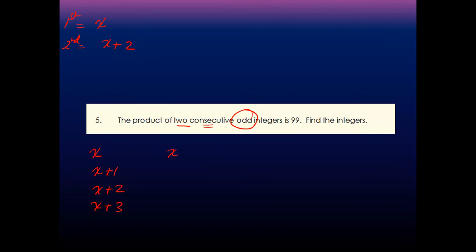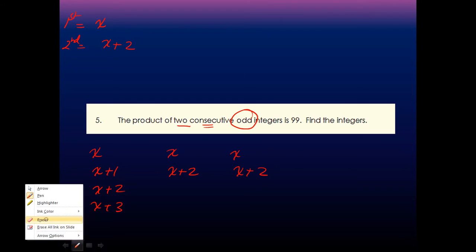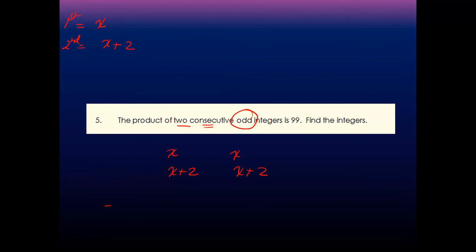If x is an integer, the next odd integer is this. If x is an integer, the next even integer is x plus 2, like that. We have done that before, so I hope that that's reasonably familiar. So if we have two consecutive odd integers like this, okay? The product of two consecutive odd integers is 99. Find the integers.